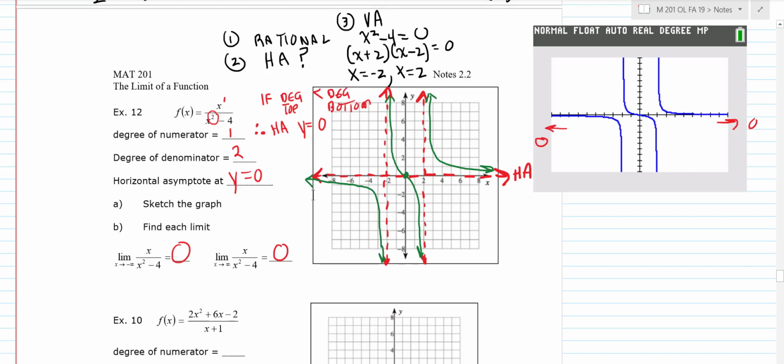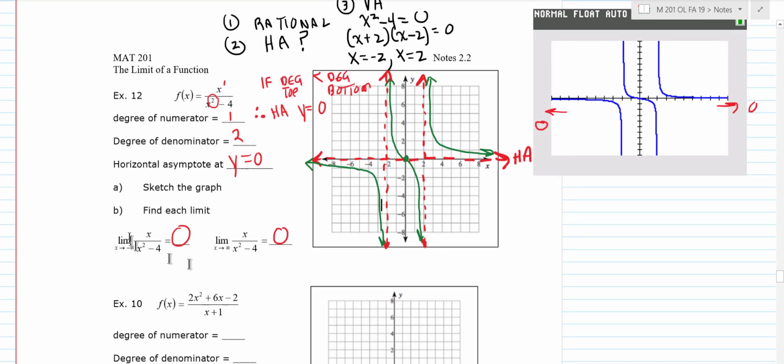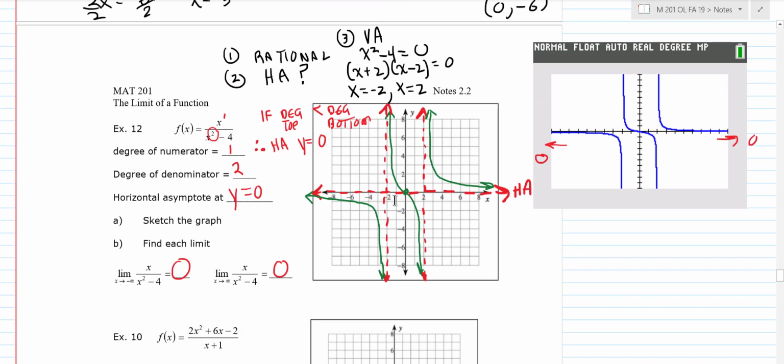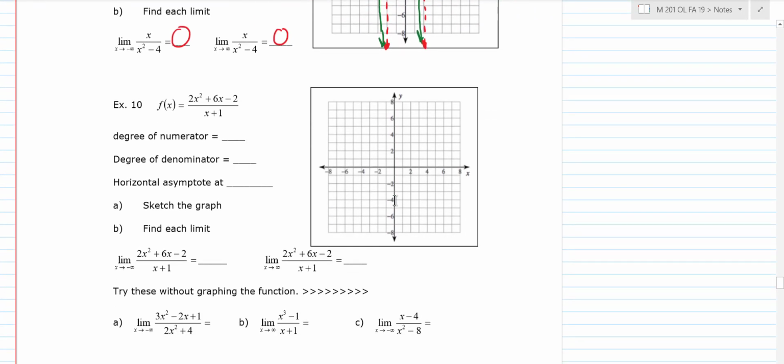Okay? So you can look at your calculator, but if all I'm asking you to do is find the limit of this function, you can bypass the graph. It's just, okay, what is the horizontal asymptote? That's how easy it is once you get the hang of what asymptotes are. Okay, so let's move to the next one here.